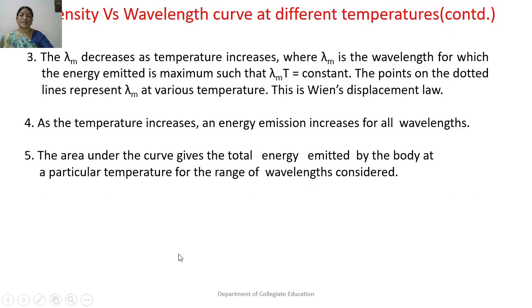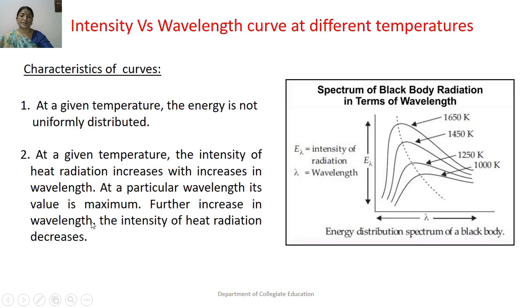So what are the characteristics of the black body radiation spectrum that we have studied so far? At a given temperature, the energy is not uniformly distributed. How is it distributed then?